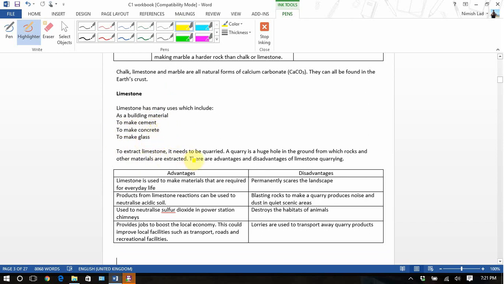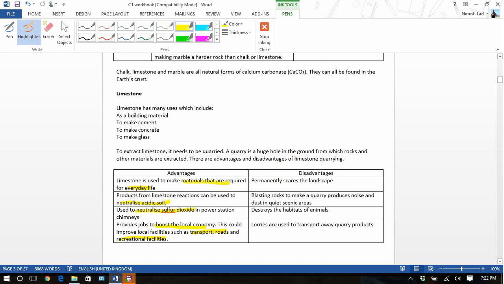To extract it, we need to quarry it. A quarry is like a big hole in the ground. So you need to know the advantages and disadvantages of this process. So the advantages are that the materials are required for everyday life, just like we listed above. The reactions from limestone can neutralise acidic soil. They can also neutralise sulfur dioxide in power stations, that's preventing acid rain. Provide jobs to boost the local economy. It can also improve facilities such as transport and roads and recreational facilities. So they might build a cinema in an area to try to get more people to live there because they want to give them a job at their limestone quarry.